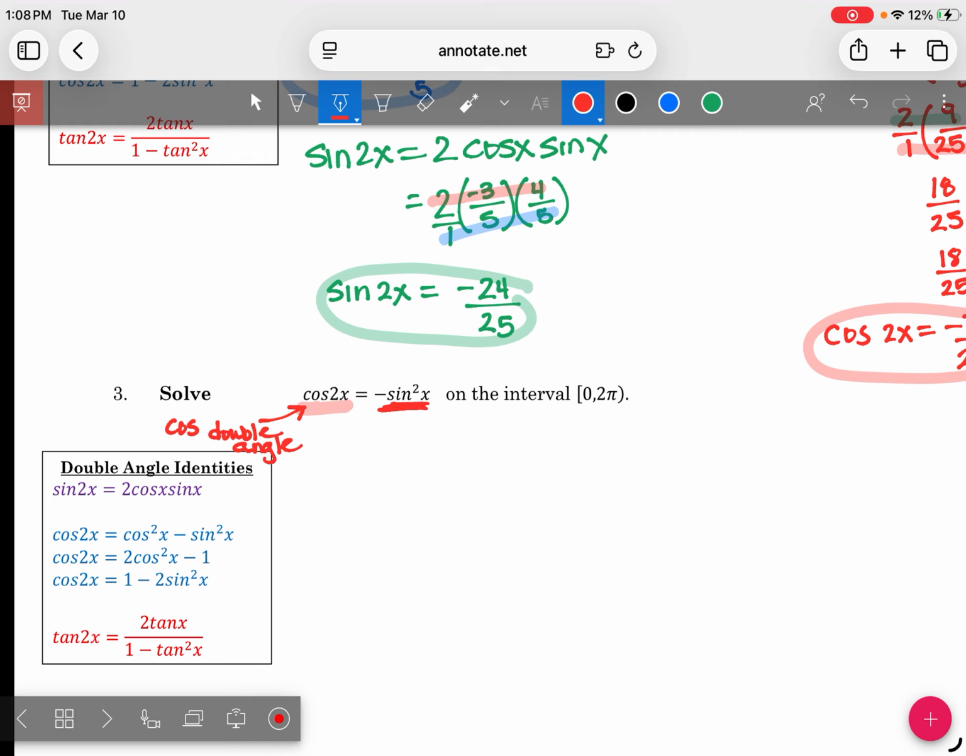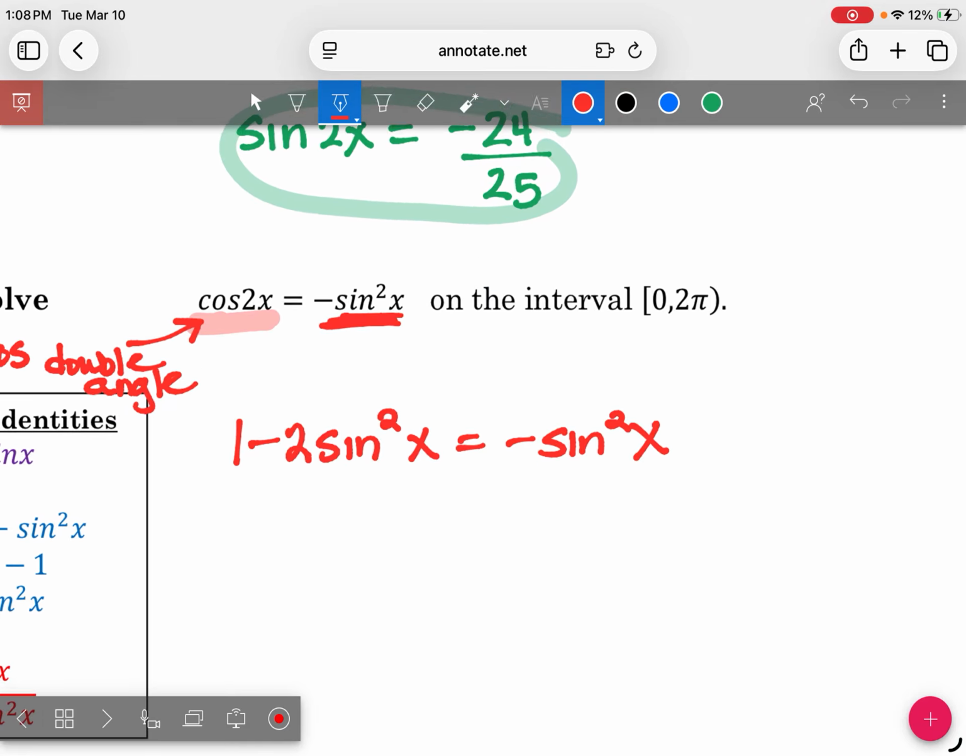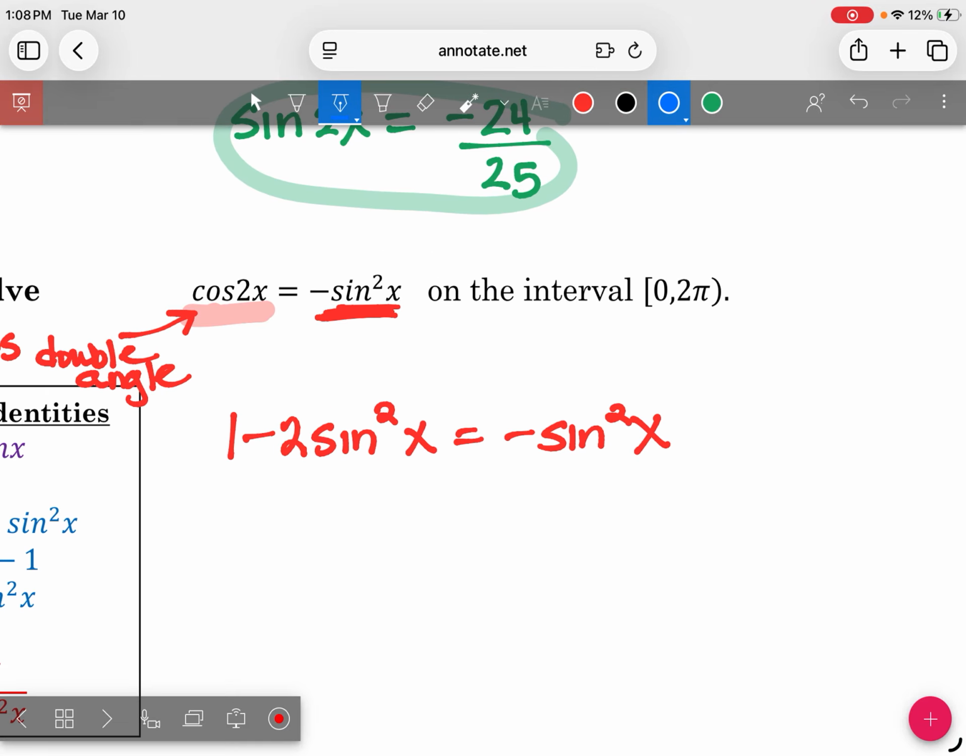So here I have 1 minus 2 sine squared x equals negative sine squared x. Now, only because, and this is optional, you don't have to do that, I'm going to do a u substitution. I'm going to say u is sine. So that would be 1 minus 2 u squared equals the negative u squared. Go ahead and solve that for yourself.